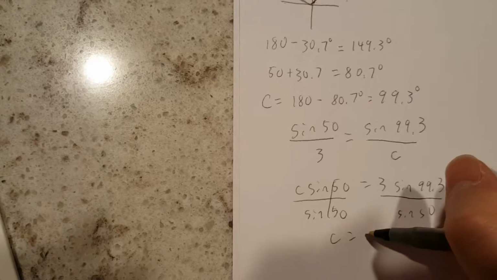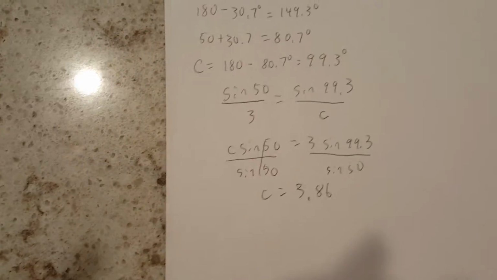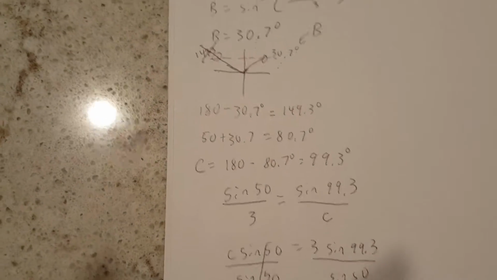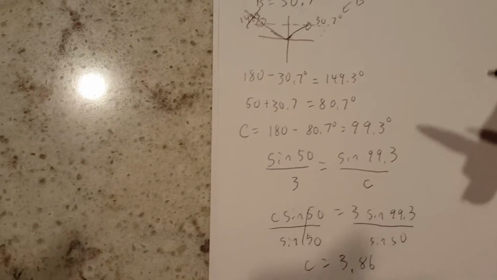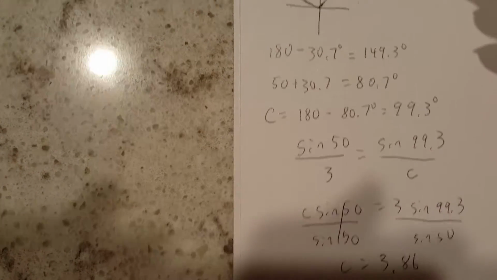So I get C is 3.86. Okay, so we found everything that we needed. We found what capital B was.